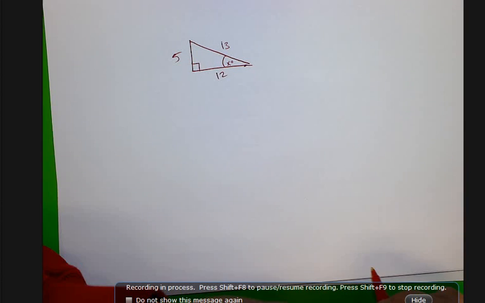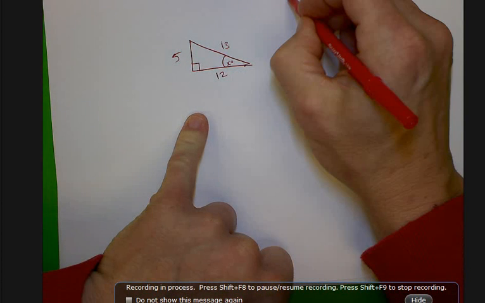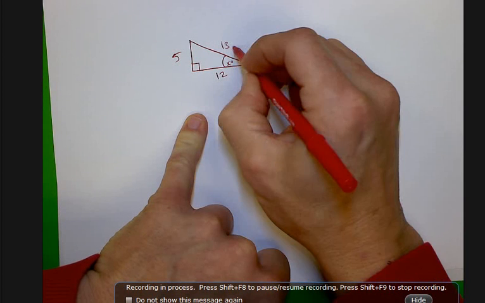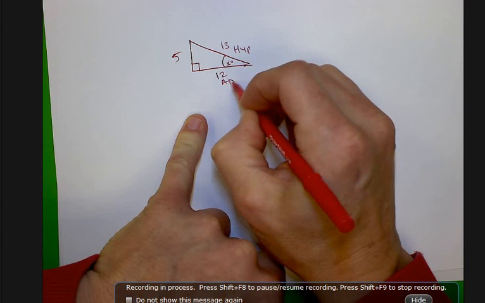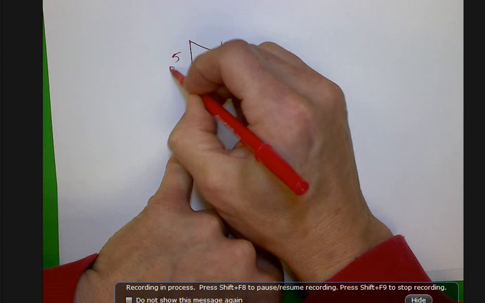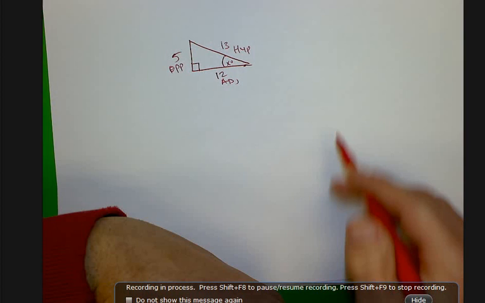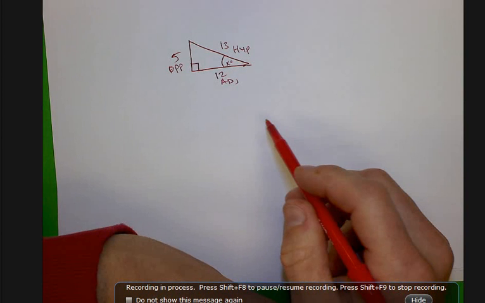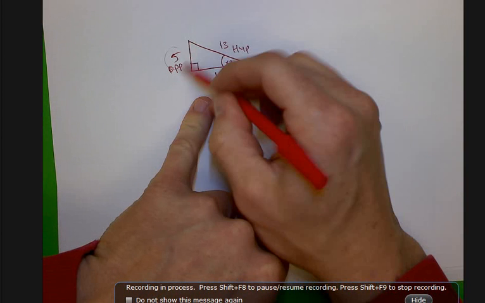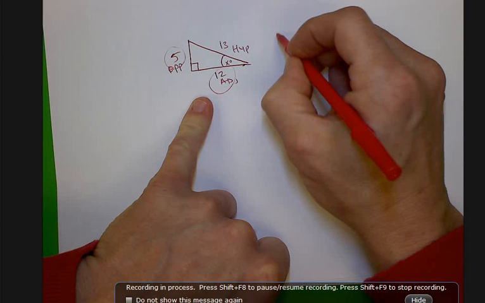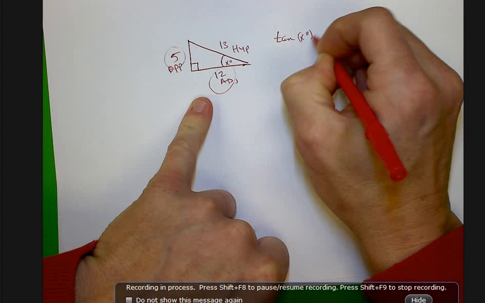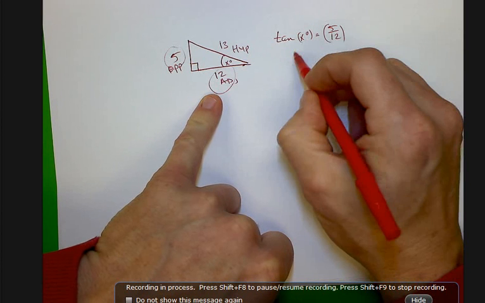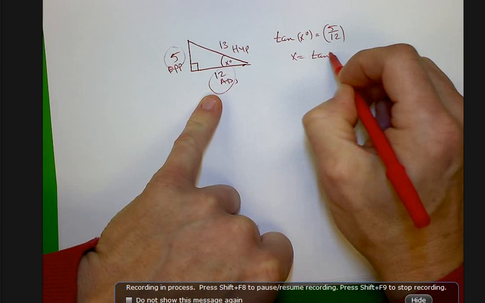Well, remember we have SOH CAH TOA. From x's perspective, this is always the hypotenuse. This is adjacent. This is the opposite. Since I know all three sides, I could use any one of these, sine, cosine, or tangent. Let's use tangent this time. So if I was going to use tangent, I would use the opposite and adjacent. So the tangent of x degrees is equal to 5 over 12. So x is equal to the inverse tangent of 5 over 12.